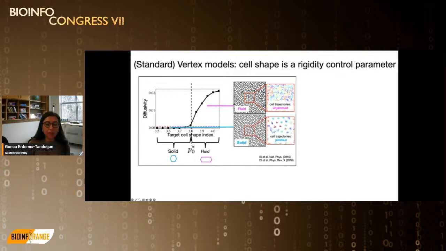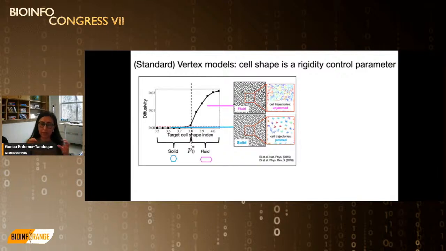And in the solid, here's an example configuration from the solid region. Cells are more roundish, and these are the cell trajectories. Again, the cells do not move much from their original position. They are jammed, and that's the difference we observe between the cell trajectories in the fluid region versus the solid region. One thing you can notice here is that these are confluent tissues, meaning that there are no gaps between the cells. It is polygonal tiling.